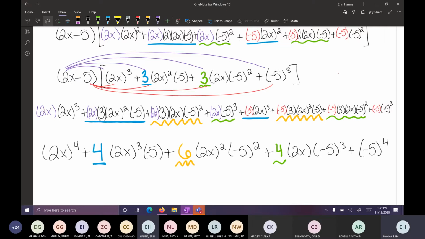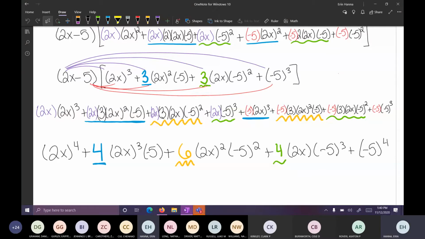The ones in yellow with the little triangle have two 2x's and two -5s. Same thing back here. There's 3 from that piece and 3 from that one. So you combine together, there's 6 of them. Similarly with the squiggle with the green, there's 3 back here that have 3 -5s and 1 2x. There's 4 of those.